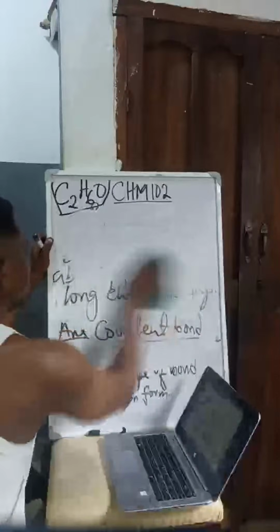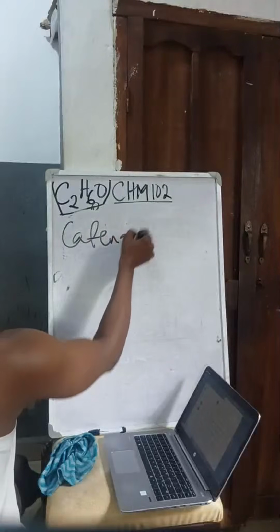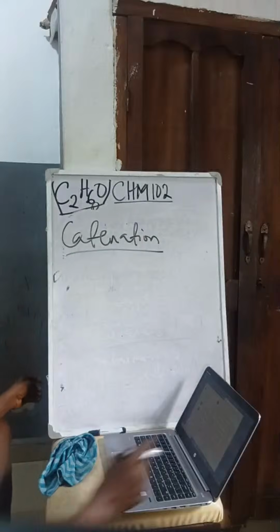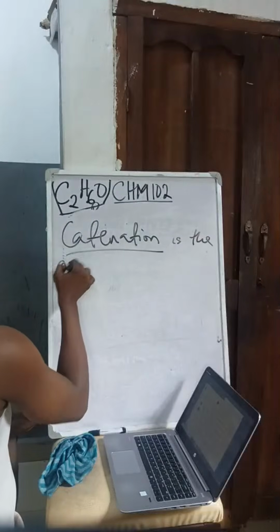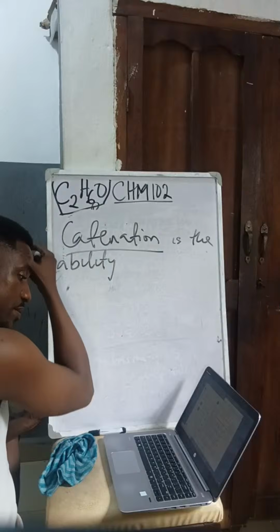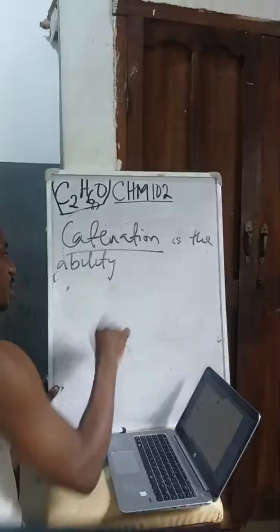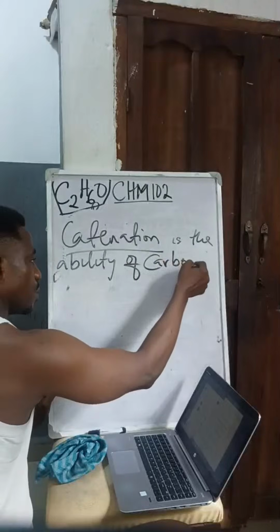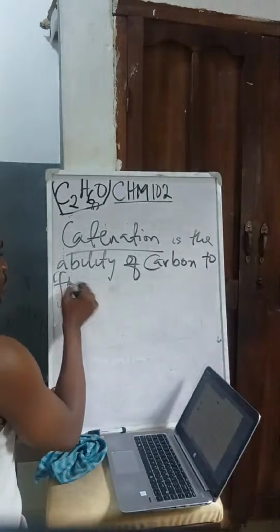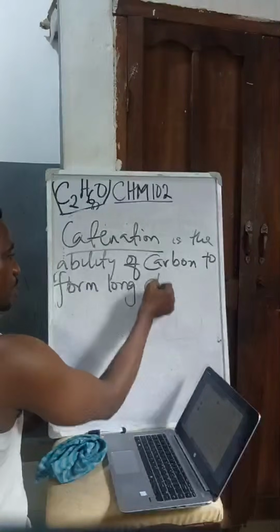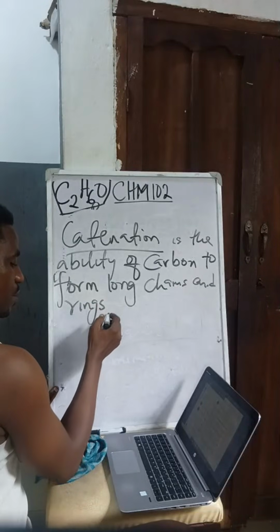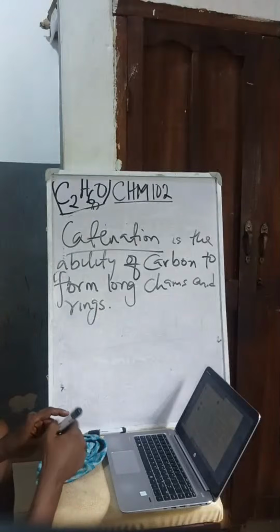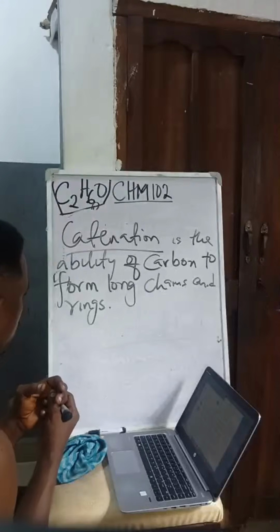Okay, beautiful question. What is catenation? Catenation is the ability of carbon to form long chains and rings.